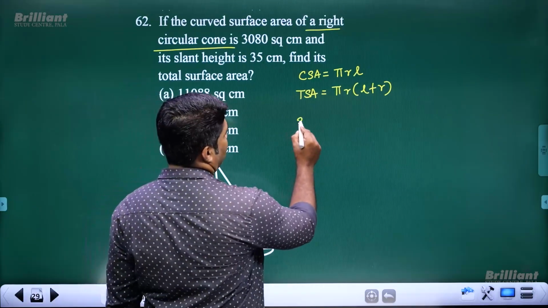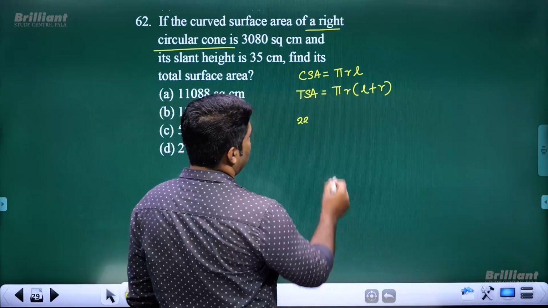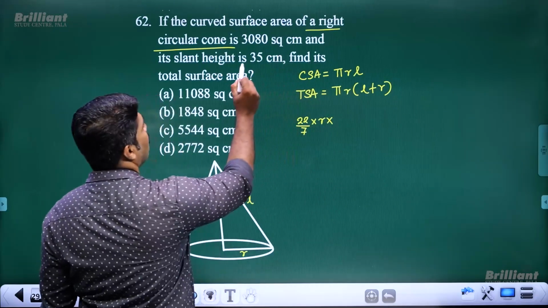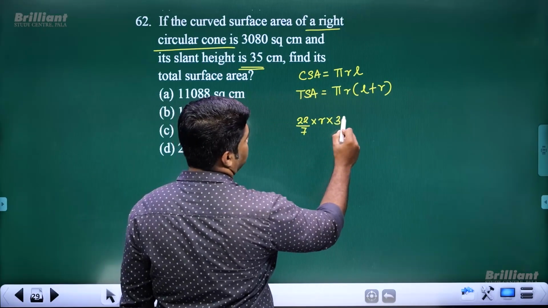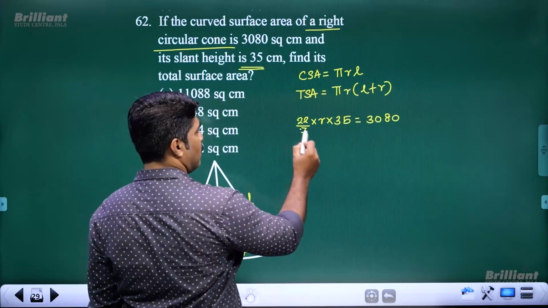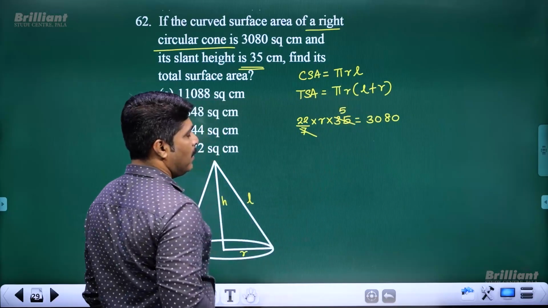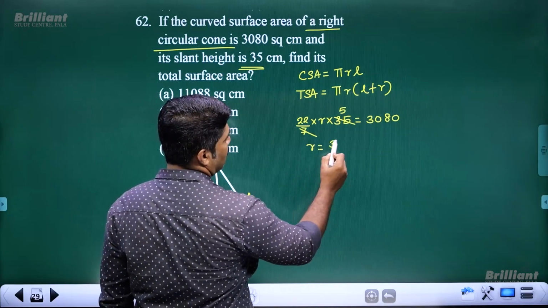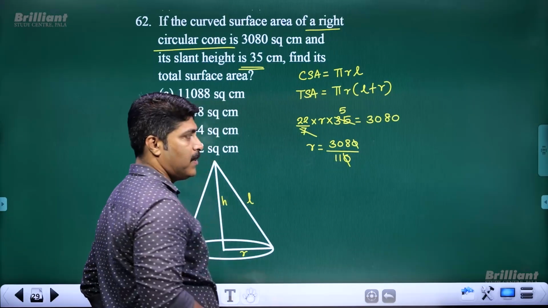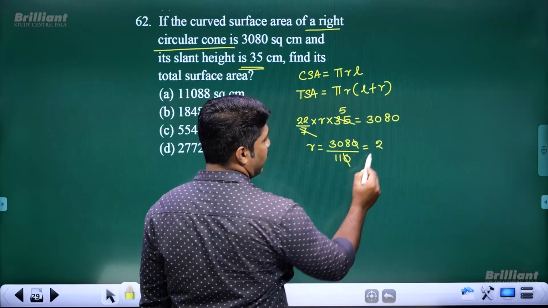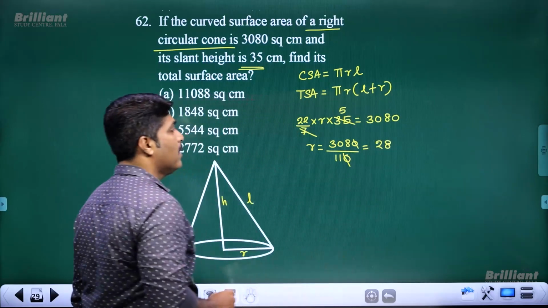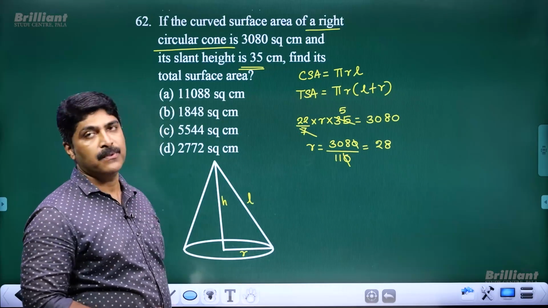Anyway, the value of pi is 22 by 7, into r, into its slant height, which is 35, which is equal to 3080. Simplified further, this is 5. So therefore r is equal to 3080 divided by 110. While we are simplifying this one, 2 times 11 is equal to 22, then 88 will be there, that is 28. Here we got r equal to 28.